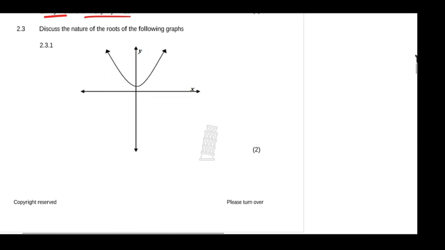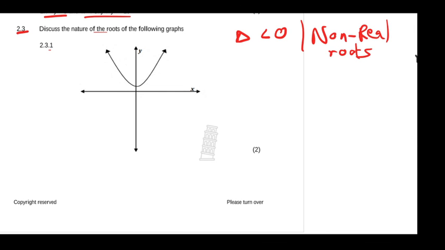Anyways, so here in 2.3, we are asked to discuss the nature of roots for the following graph. So 2.3.1, right? If you can see here, this parabola doesn't touch the x-axis, right? It only touches the y-axis. So what does that tell you? It tells you that we don't have roots, right? So if we don't have roots, the discriminant is less than 0, right? It's non-real, right? So that's how you're going to comment non-real roots, right? So 2.3.1, so that's how you do it, right?